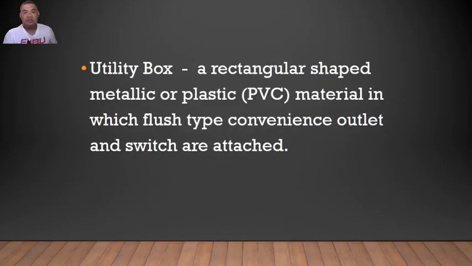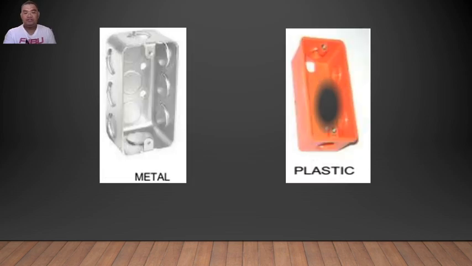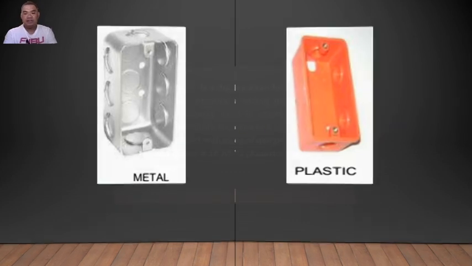Next we have the utility box. A utility box is a rectangular-shaped metallic or plastic PVC material in which the flush type convenience outlet and switch are attached. In the utility box is where we put our flush type outlet or switch. We have here the metal utility box and the plastic or non-metallic utility box.